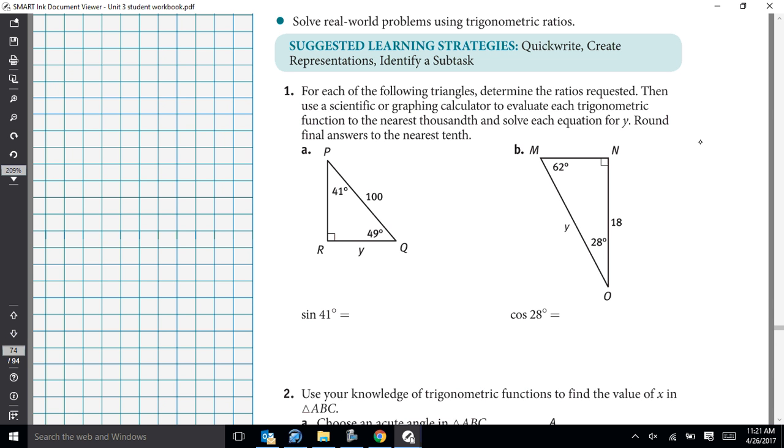Alright, so here we know these two angles. Angle P is 41 degrees and angle Q is 49 degrees. We know the hypotenuse is 100 and we want to find RQ. So we know that the sine of 41 equals what over what? What's the ratio for sine? What does our chant tell us? SOH CAH TOA. Sine is opposite over hypotenuse.